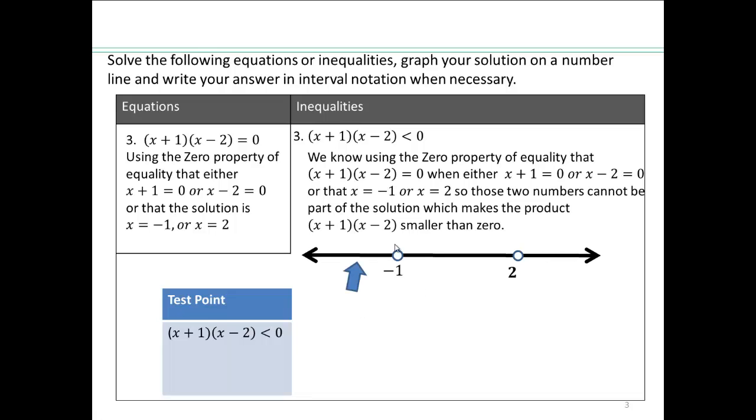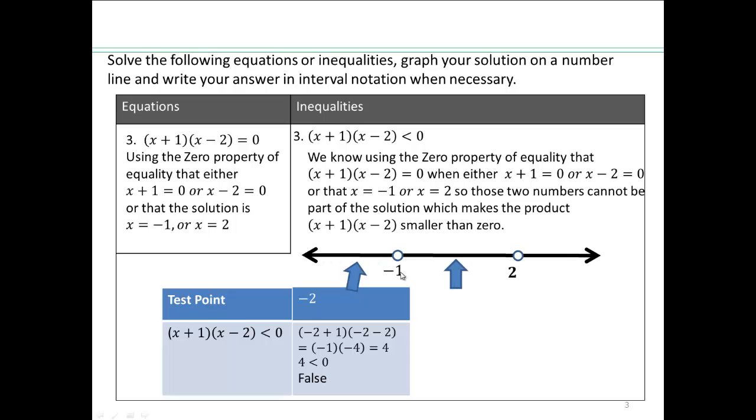All right, let's take a look at a test point below -1, like say -2. When you plug it in, you end up with the positive number 4. So 4 less than 0 is going to be a false statement. So none of these numbers are going to work.